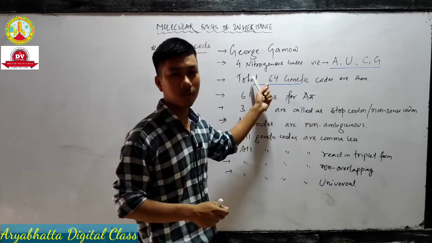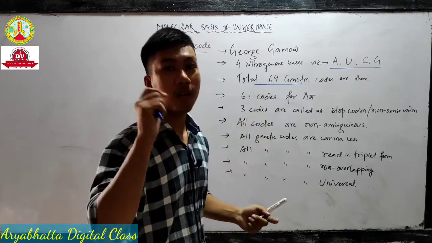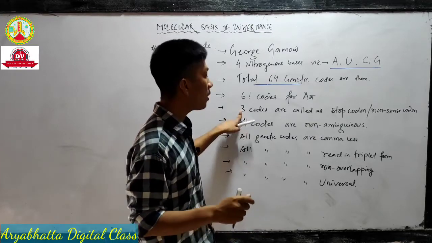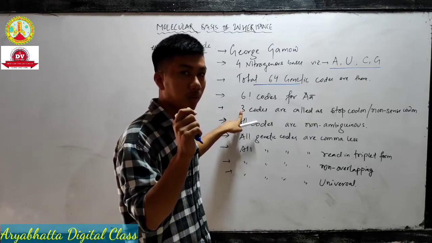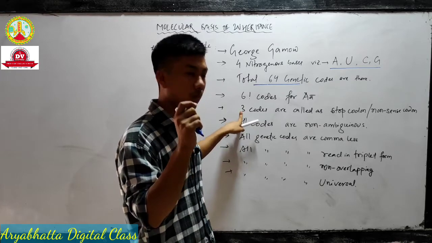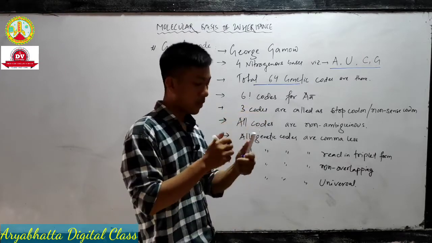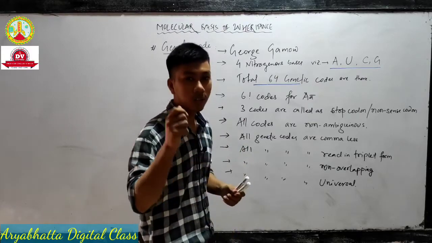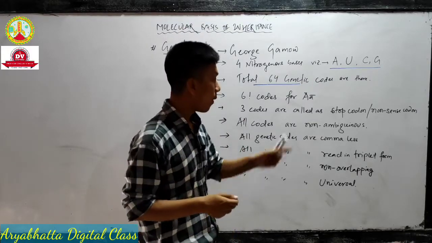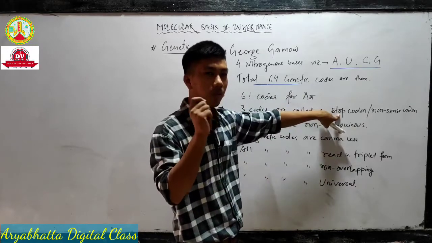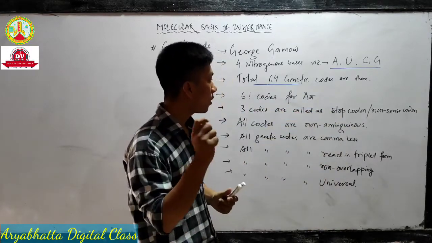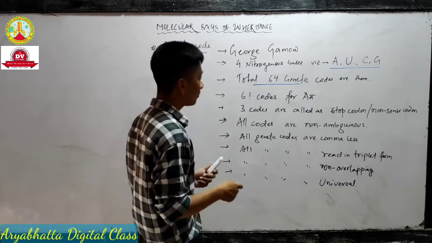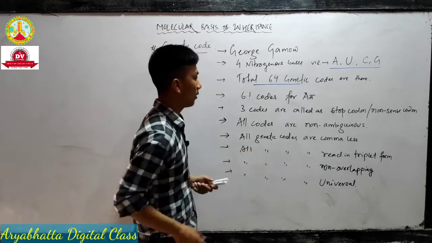Out of 64 genetic codes, 61 are going to bind with an amino acid for protein synthesis, but the remaining 3 genetic codes will not bind with any amino acid. That's why we call them stop codons. Why stop codon? We will see. We also call them nonsense codons. These are some of the features.